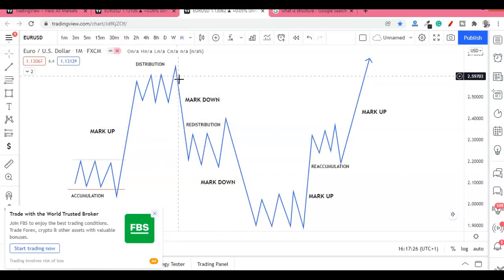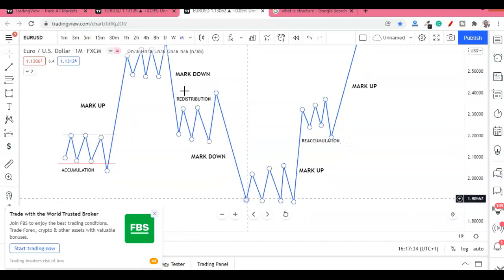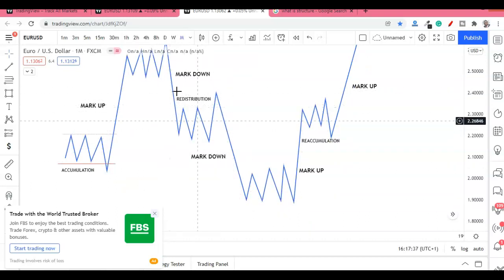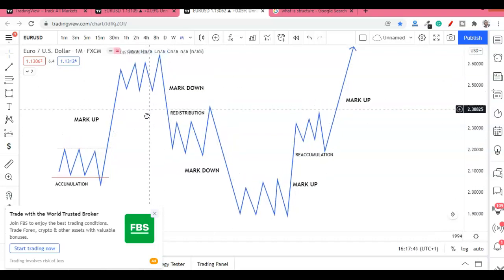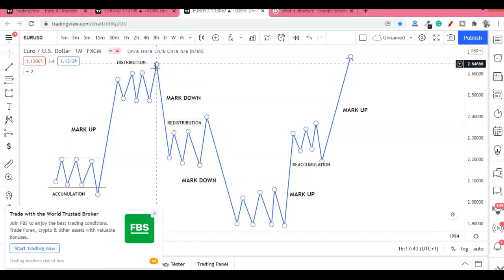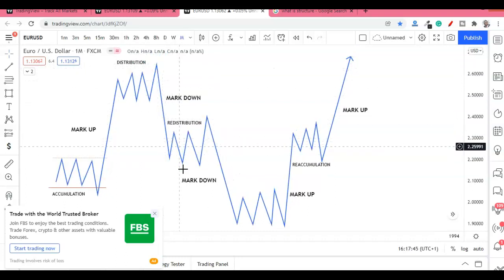A redistribution is simply something that occurs after a break of structure to the downside, where the market can decide to redistribute in order to push the price downward again. This redistribution is simply a continuation move. If you understand supply and demand, you notice that this is simply a drop-base-drop formation. Are you with me? A drop-base-drop formation.